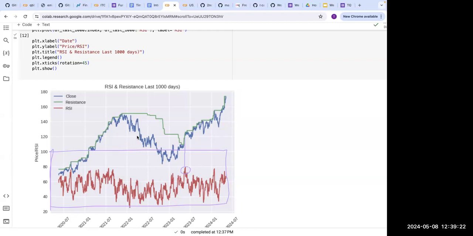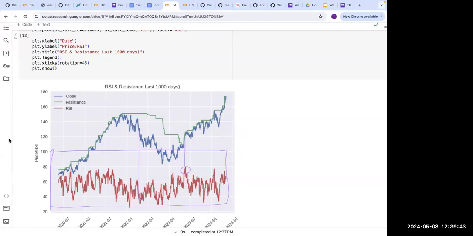Also, you can verify the opposite. At this point, the RSI was about 30 or below 40, and that indicates the oversold category, right? So the stock did decrease eventually after that also. So these indicators are good.